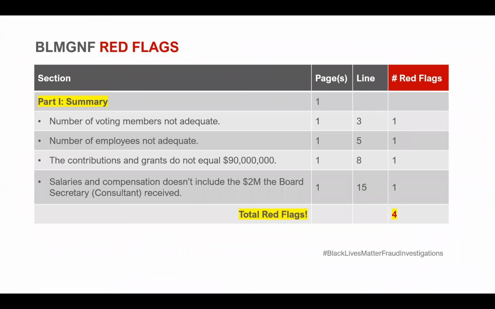So let's summarize the Part 1 summary. Again, on page 1, the number of voting members is not adequate from line 3, so that's a red flag. Number of employees not adequate, line 5, that's a red flag. The contributions and grants do not equal $90 million. That's a red flag from line 8. And then salaries and compensation doesn't include the $2 million the board secretary or consultant received. And that's from line 15, a red flag. So the total red flags for the Part 1 summary is 4.